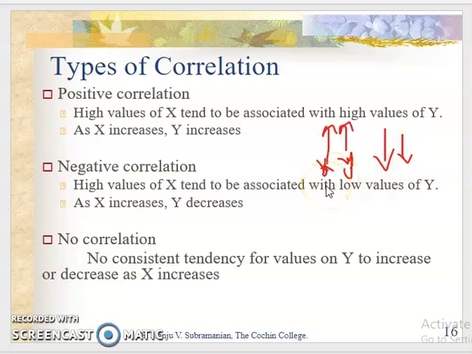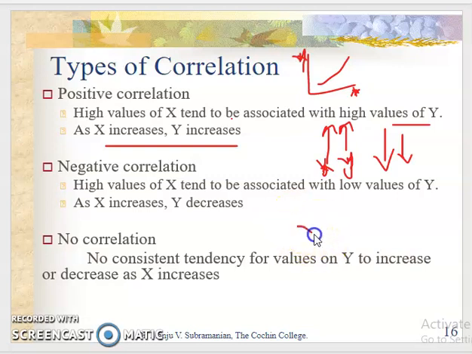For example, the height and the weight. As the height increases, the weight also increases. The high values of x tend to be associated with the high values of y. As x increases, y also increases, and this type of correlation is called a positive correlation. And if we plot a graph, it will be increasing like a straight line upwards, like this. This is the x-axis and this is the y-axis, and if we plot a positive correlation, the graph will be like this.